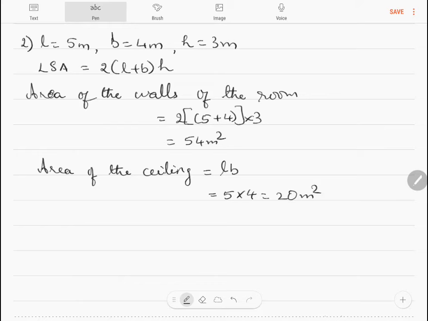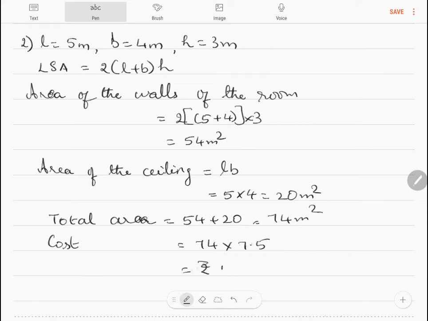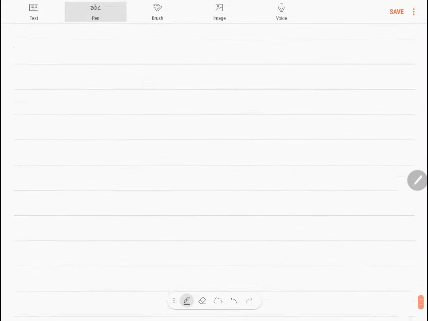Now the total area will be equal to 54 plus 20, which is equal to 74 meter square. Now calculating the cost. The cost per meter square will be rupees 7.5. For 74, it will be equal to 74 into 7.5, which is equal to rupees 555.